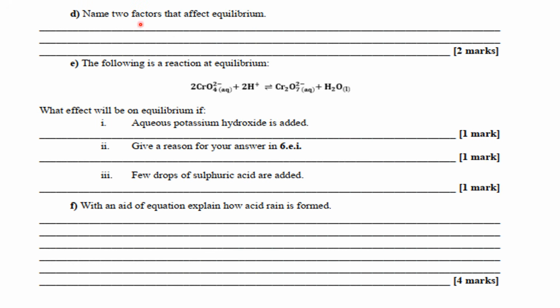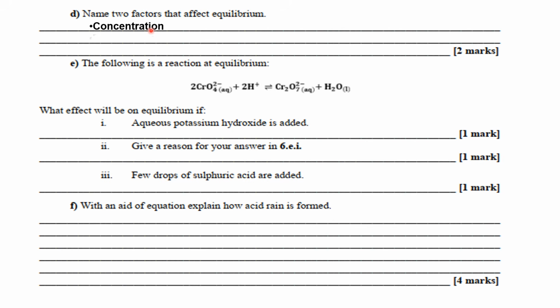The two factors that affect equilibrium. Equilibrium is when the rate of forward reaction is equal to the rate of backward reaction. That's equilibrium. So how can that be changed? That can be changed by a number of factors, namely the concentration of the reactants. If the concentration is high, it means that we shall have more products than reactants.